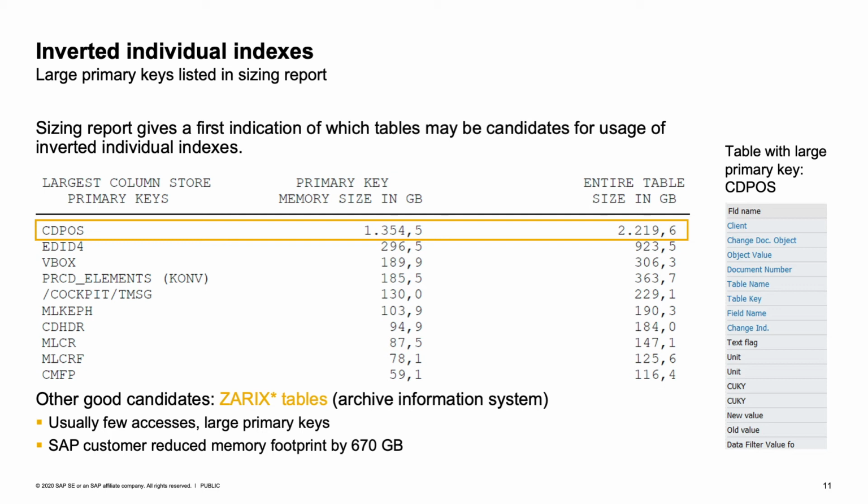The same is true for the next table, EDID4, which is an IDoc content table. Here you also see the primary key alone makes up one third of the total table size. Other good candidates that we see for applying this index concept are the SARIX tables. These are the archive information structure tables. Again, not accessed that frequently. And we have a customer that only applied inverted individual indexes on the SARIX tables and gained 670 gig of memory back. And that's a great success.